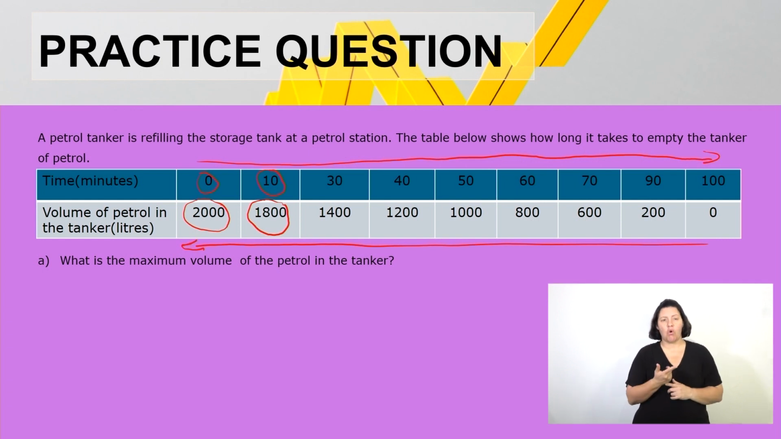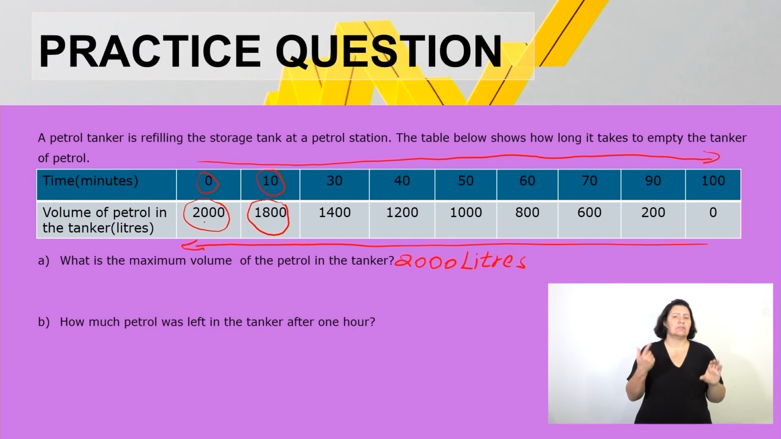What is the maximum volume of the petrol in the tank? It is there, which is 2,000. Don't forget to put your units, which is 2,000 liters. How much petrol was left in the tanker after an hour? Remember, our time is given in minutes. When we convert 1 hour to minutes, we get 60. Then we can say there were 800 liters.